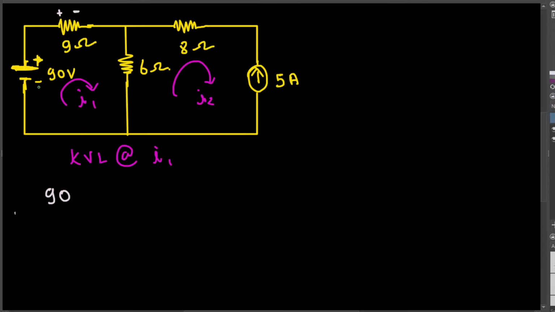So when the current goes from minus to plus, that's the voltage rise. So logically this is a positive. And then when the current goes through a resistor, there's going to be a voltage drop. So we can put a negative here. So this is negative, and then for this one we can use Ohm's law, that is V is equal to I times R. We know the current, that is I1, times R1, that is 9. Let's put 9 I1.